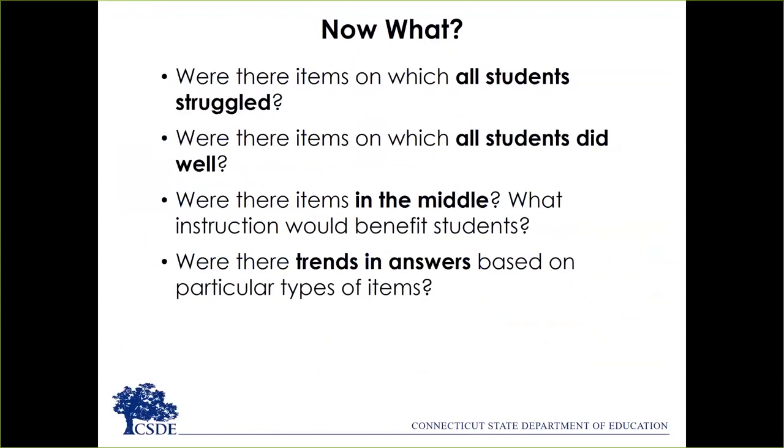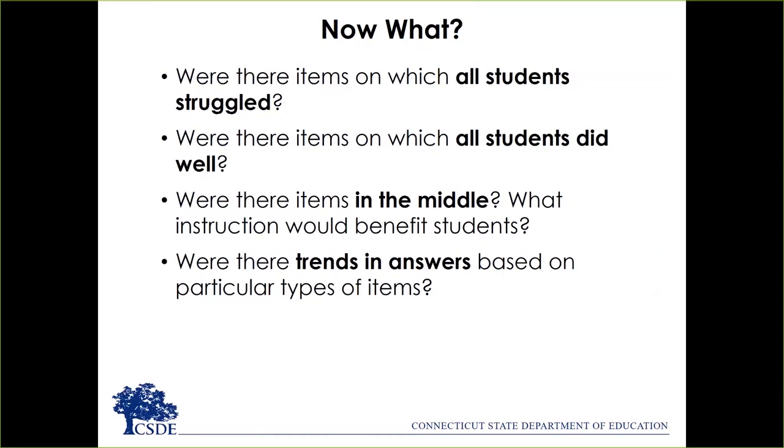We'd like to encourage you to look past the charts full of numbers and the category labels and really dig into the items themselves. Here are some questions that could be asked. Were there items that all your students struggled with? Were there items that all your students did well on? Are there any patterns in the way they responded? Where are the outliers, items that all but a few students did well on? What instruction would benefit those few students?